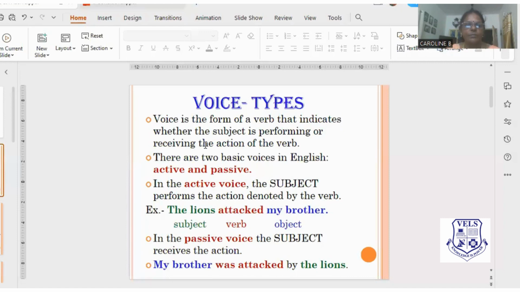Everyone. Today we are here to discuss active and passive voice. Let us see what is active and passive voice.